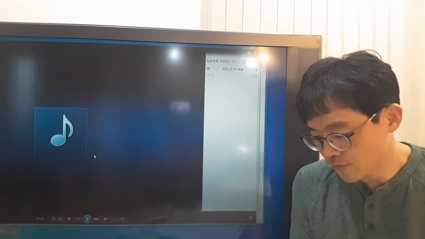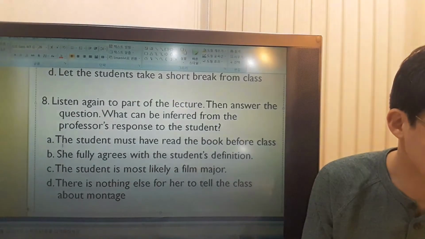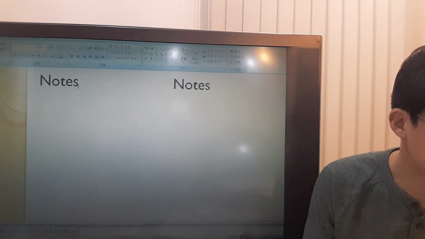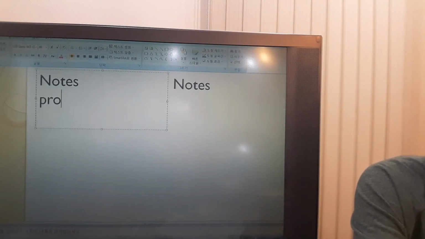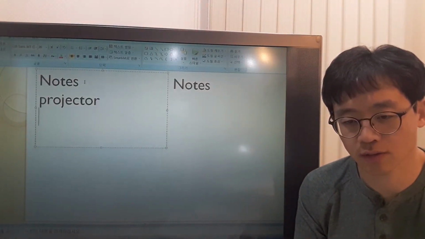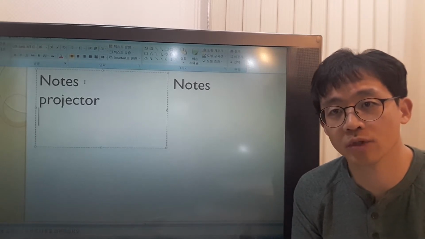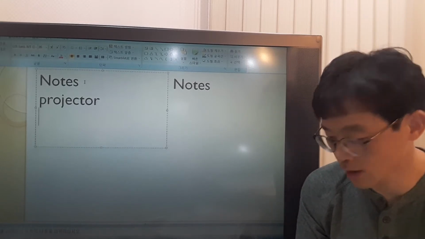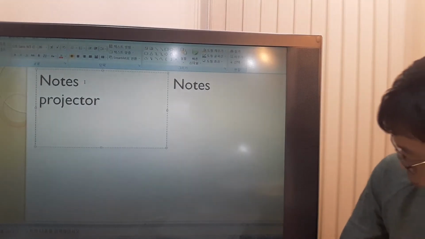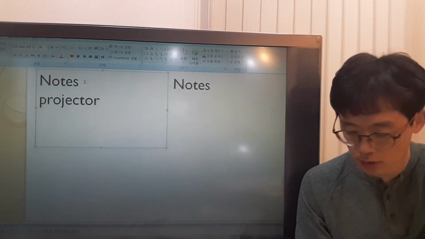Ellen, would you turn off the projector, please? What's a projector? A projector is a machine that projects a picture or a film on a screen or on a wall. What does project mean? Project means to make the film or the picture appear on the screen or a wall, okay?